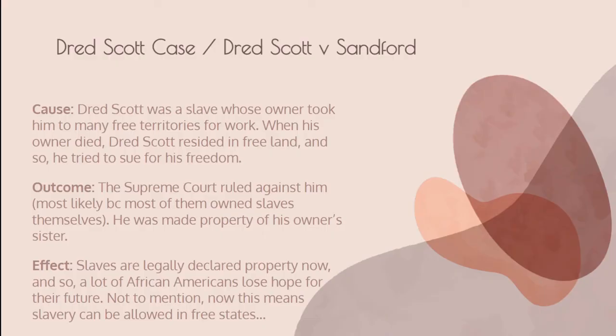And the effect was that slaves were legally declared property now by one of the most powerful branches of the judicial court. And so a lot of African Americans lose hope for their future. They believe there's nothing there. If they can't even live in a free territory for many, many years and then still get decided as slaves, what does that mean for them?